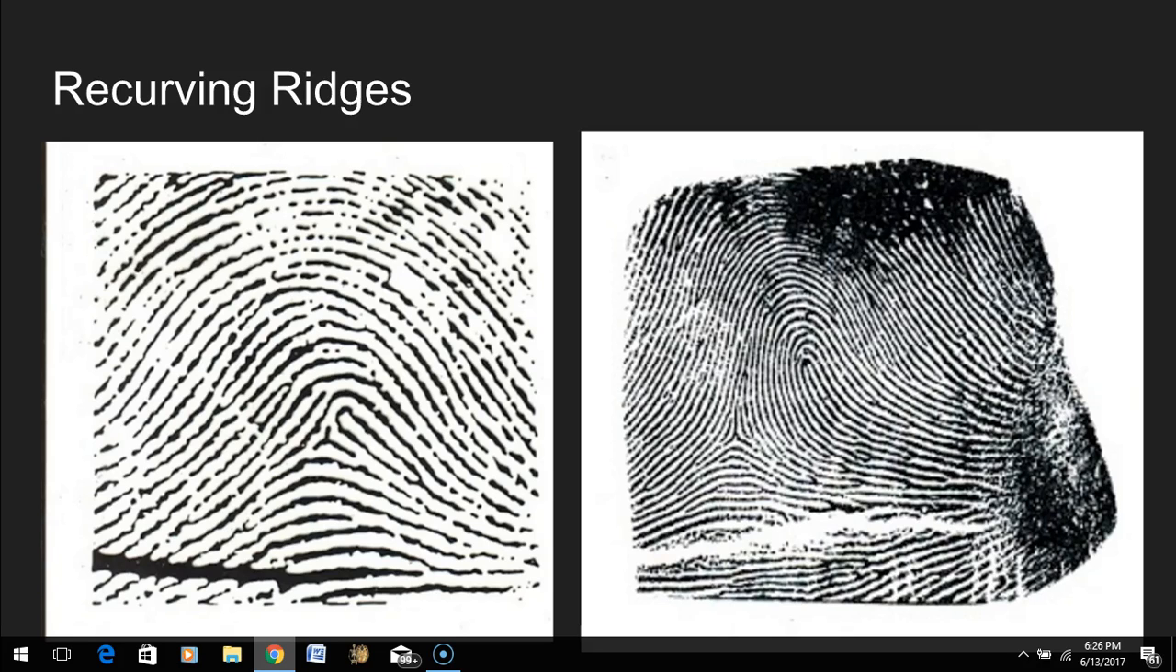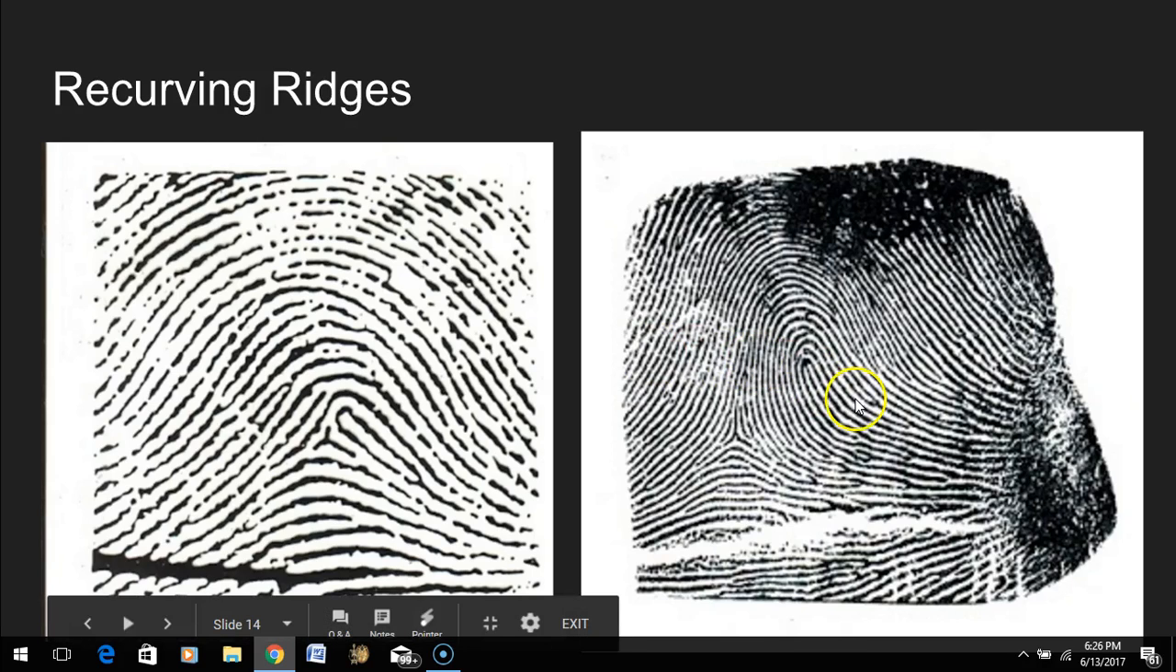So looking at these fingerprints here, what we need to do in order to be able to classify each of these fingerprints as a loop is we need to have at least one good recurving ridge. So let's look at the fingerprint here on the right.